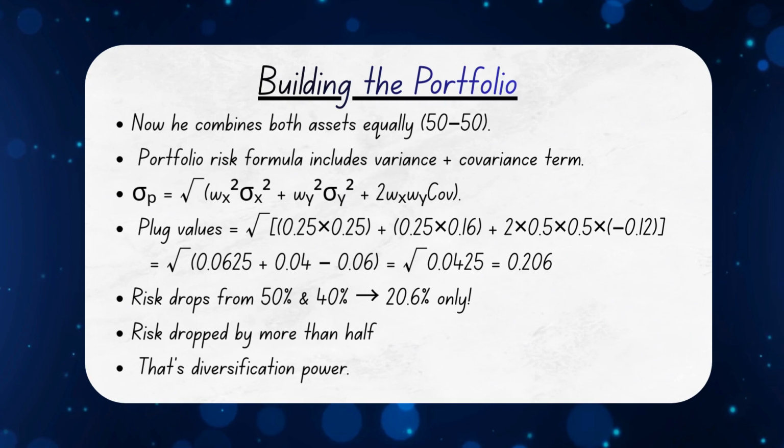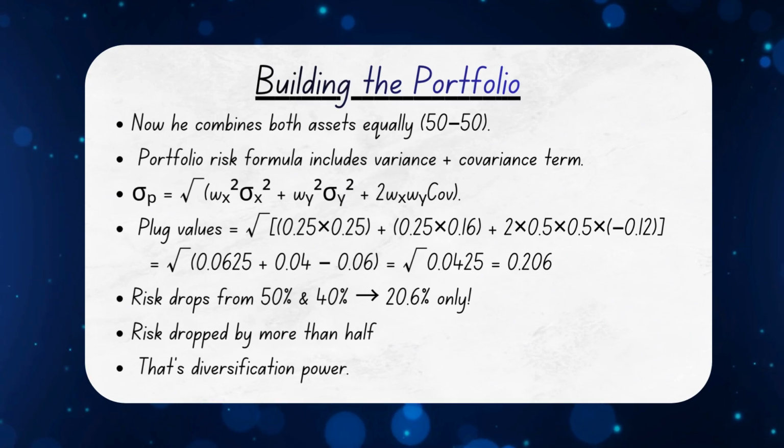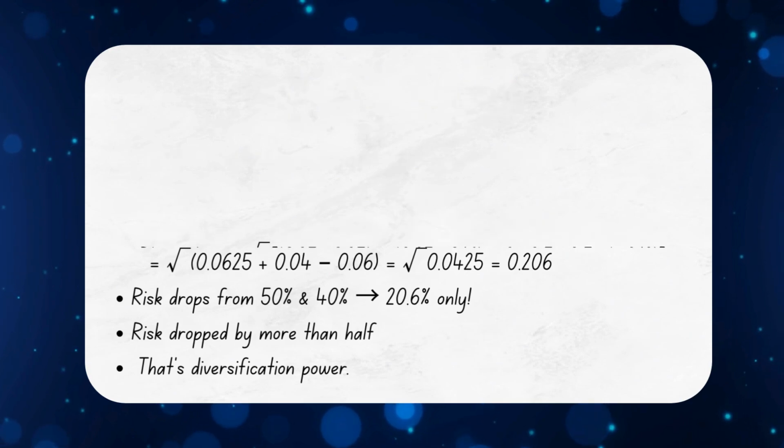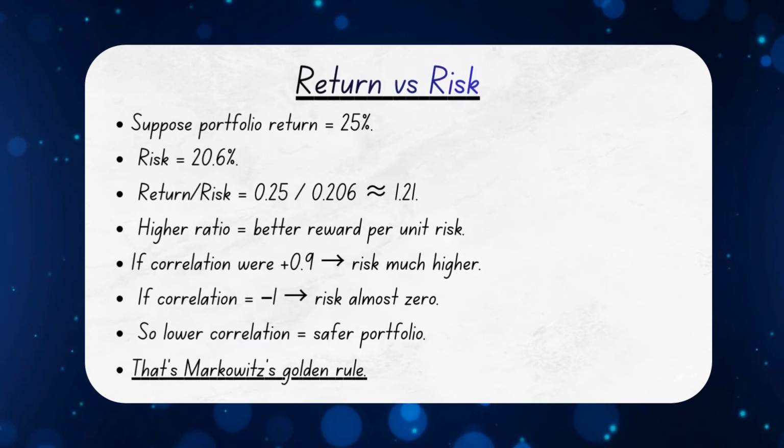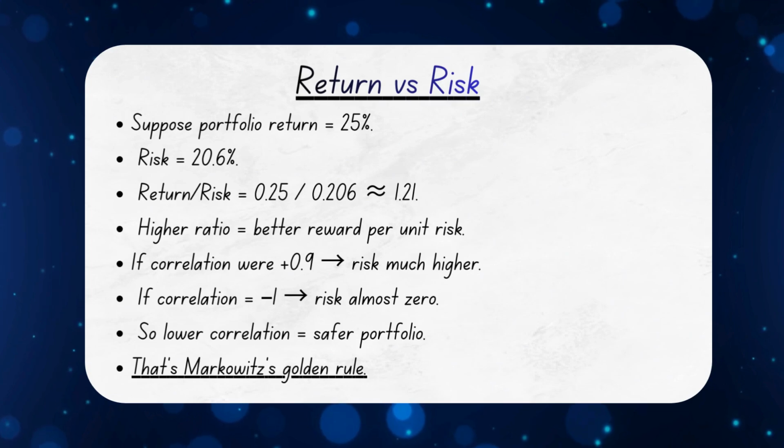Instead of carrying 40 to 50% risk from individual assets, your combined portfolio risk shrinks to nearly half simply because the assets move differently. If the portfolio still earns around 25% return, dividing return by risk gives a ratio of about 1.21, which is far more efficient.